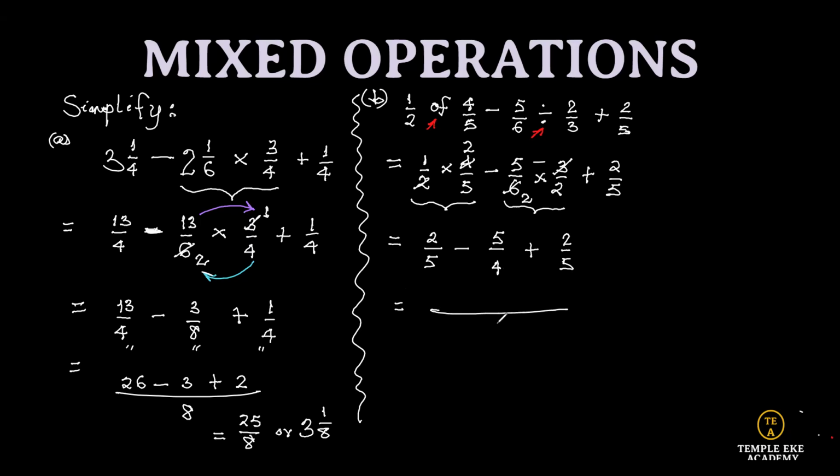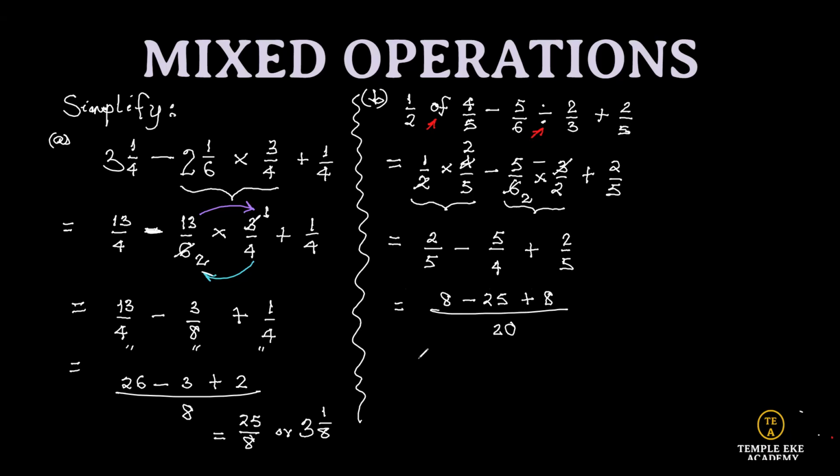Can you figure it out? Of course, 20. 5 divides into 20, that's 4. 4 times 2, 8, minus 4 divides into 20, that's 5. 5 times 5 upstairs, 25. And finally, plus 5 divides into 20, that's 4. 4 times 2, that's 8.